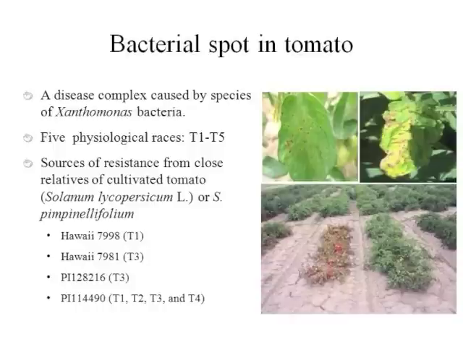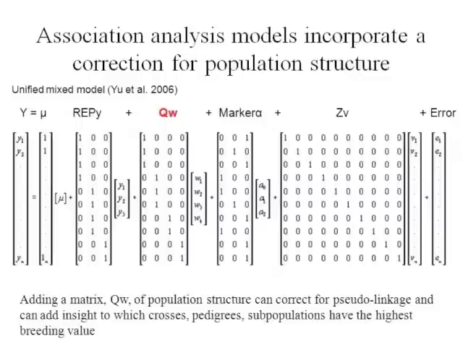non-race-specific and durable resistance in the elite background. So we initiated a research for simultaneous mapping and pyramiding of the bacterial spot resistance in a breeding population. In this study, we employed an association mapping approach for marker and trait association analysis.